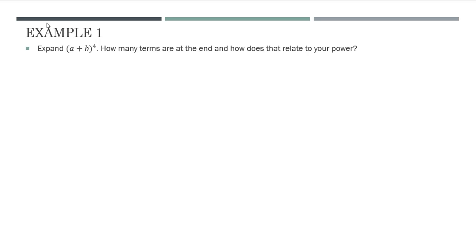So let's use Pascal's triangle to solve some questions. So it says expand a plus b to the power of 4. How many terms are at the end and how does that relate to your power? Now, I know we can use combinations, but 4 isn't really that big. So we have 1 and then 1, 1. And I know I could go back and look at what it is and copy it, but it's good to know how to build this.